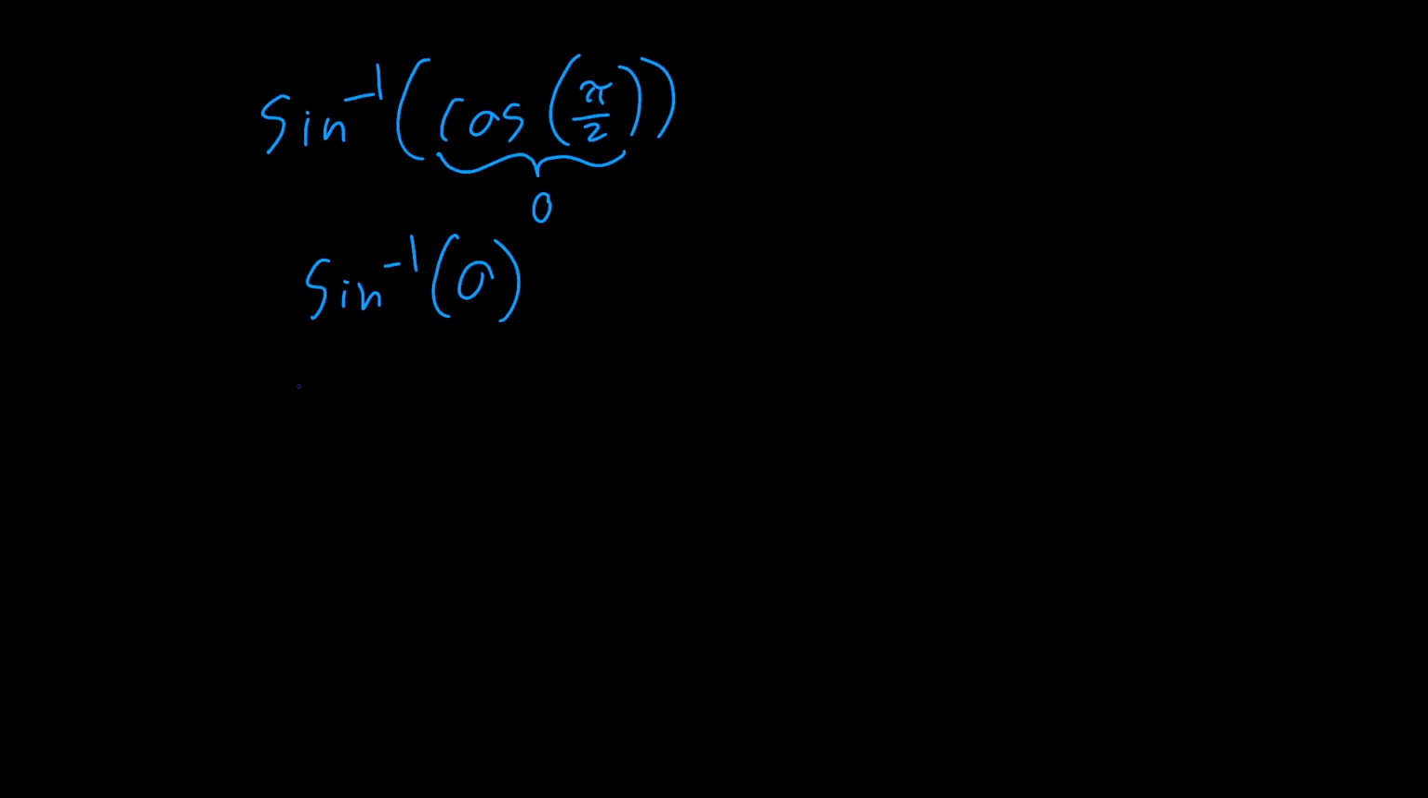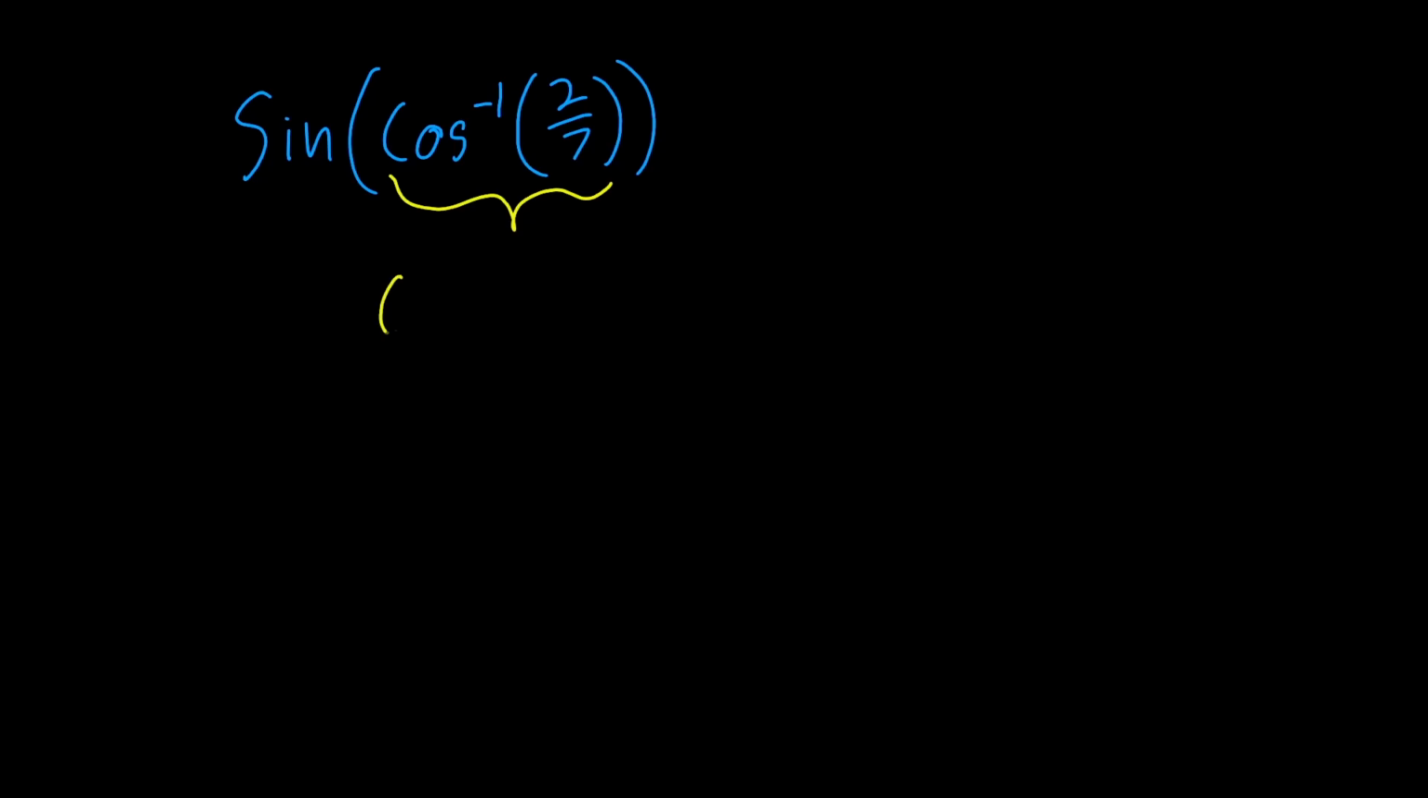In other words, if I take the sine of some unknown, when will it be 0? And the most obvious answer is arc sine of 0 would be 0, because the sine of 0 is 0, so undoing it would still give us a 0.